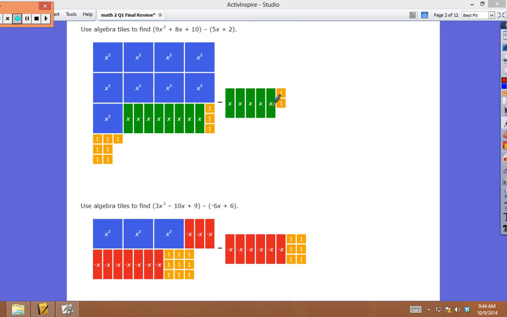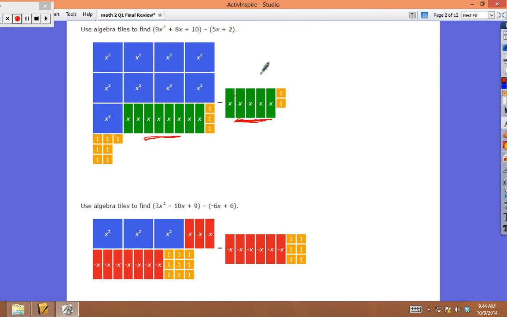Alright, combining polynomials, and they represent them with these tiles, so this helps you realize that you can only combine like terms. So these rectangles, you can only add and subtract rectangles to rectangles. You cannot do it to squares. So x squares and x's are totally different units. They're different shapes, they're different sizes.